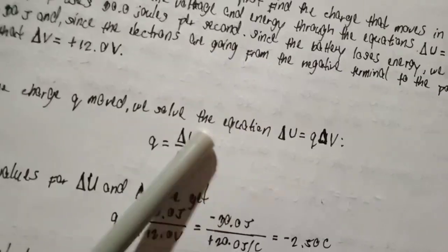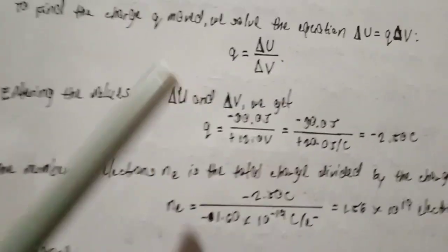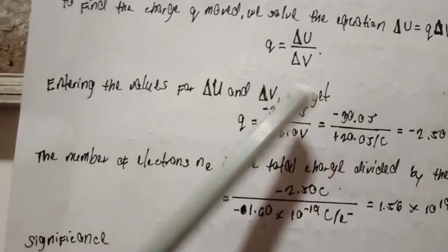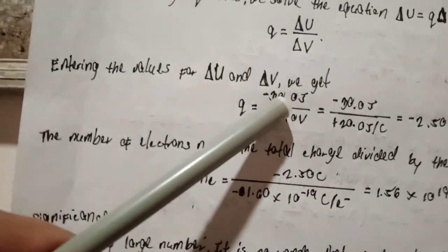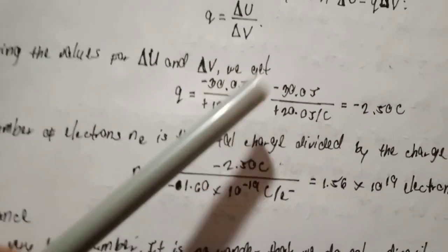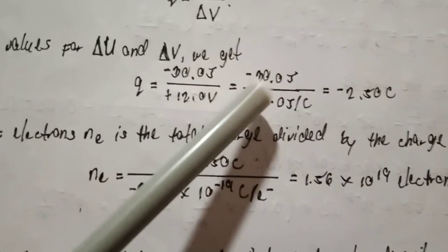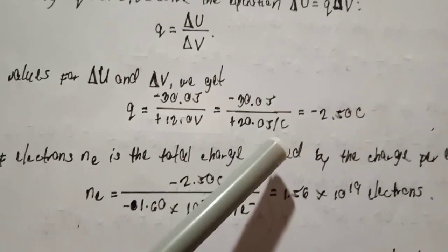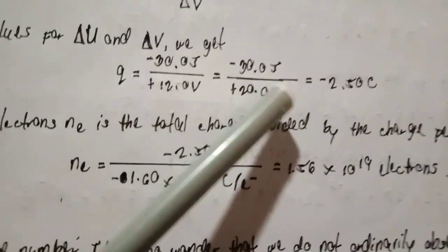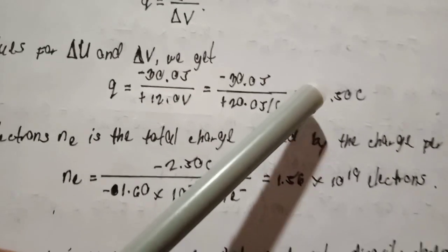Q is equal to ΔU over ΔV. Entering the values for ΔU and ΔV, we get Q is equal to negative 30.0 joules over positive 12.0 volts, which is negative 30.0 joules over positive 12.0 joules per coulomb. So we're going to substitute. So this is the answer, negative 2.50 coulombs.